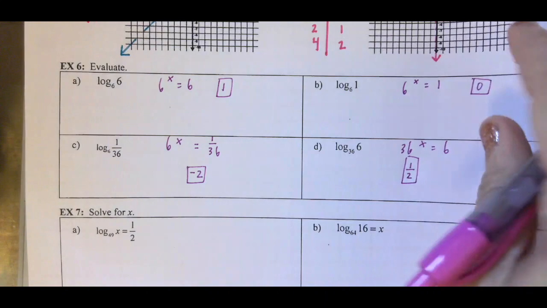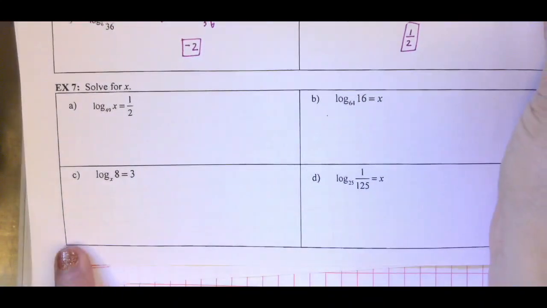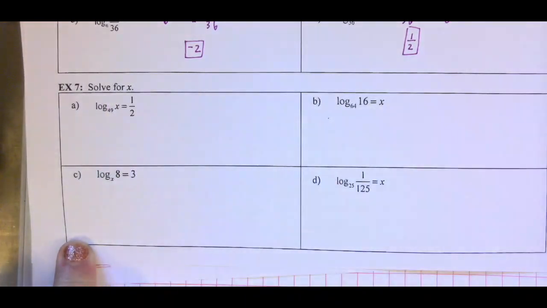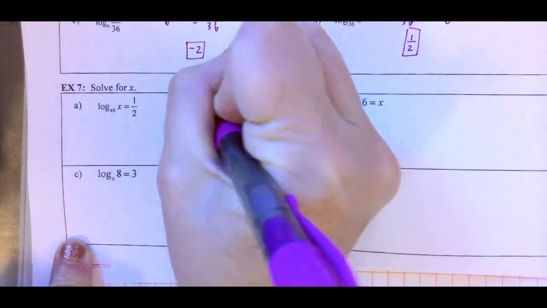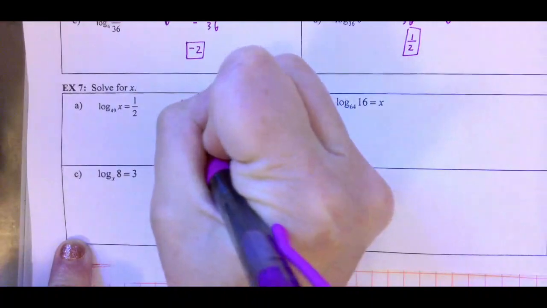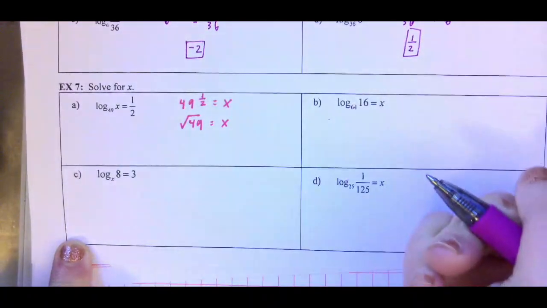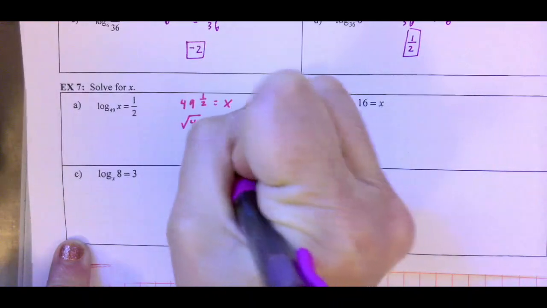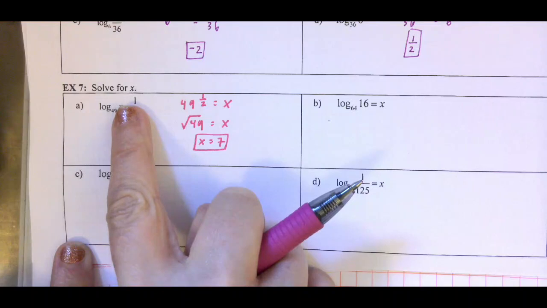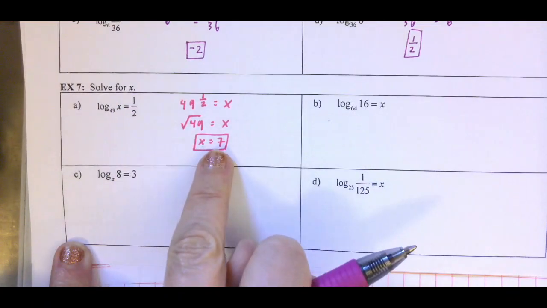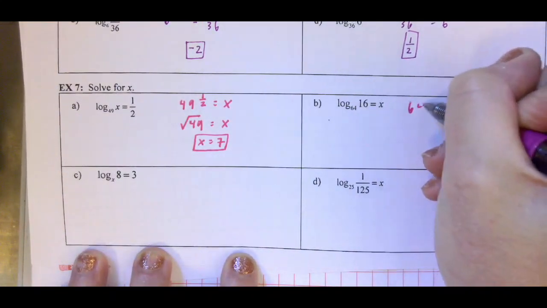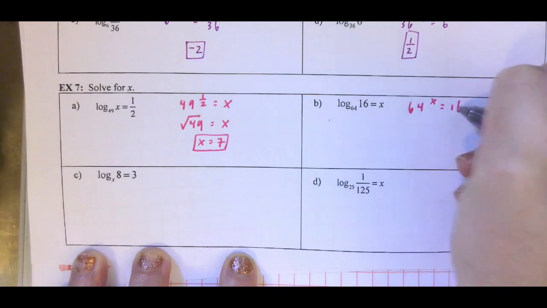Okay, a few more. All right, can you solve for x? So here 49 to the 1/2 power gets us x. I'm just rewriting this in exponential form. Well, that's like saying the square root of 49 equals x. And the square root of 49 is just 7. So 49 to the 1/2 power gets us x. Square root of 49 gets us x. X is 7.